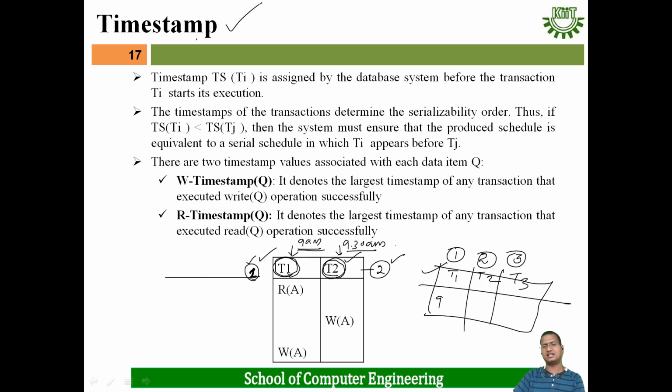Suppose T1 starts at 9 a.m., T2 at 9:30 a.m., and T3 starts at, suppose, 10 a.m. What it denotes is that T1 starts first, after that T2 starts, after that T3 starts, and that can be represented by the timestamp.